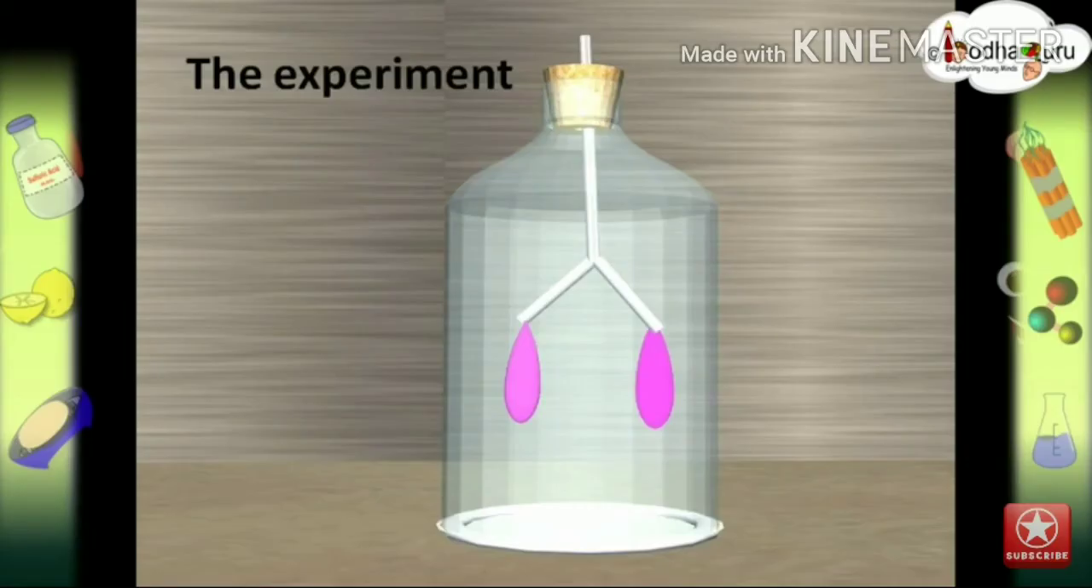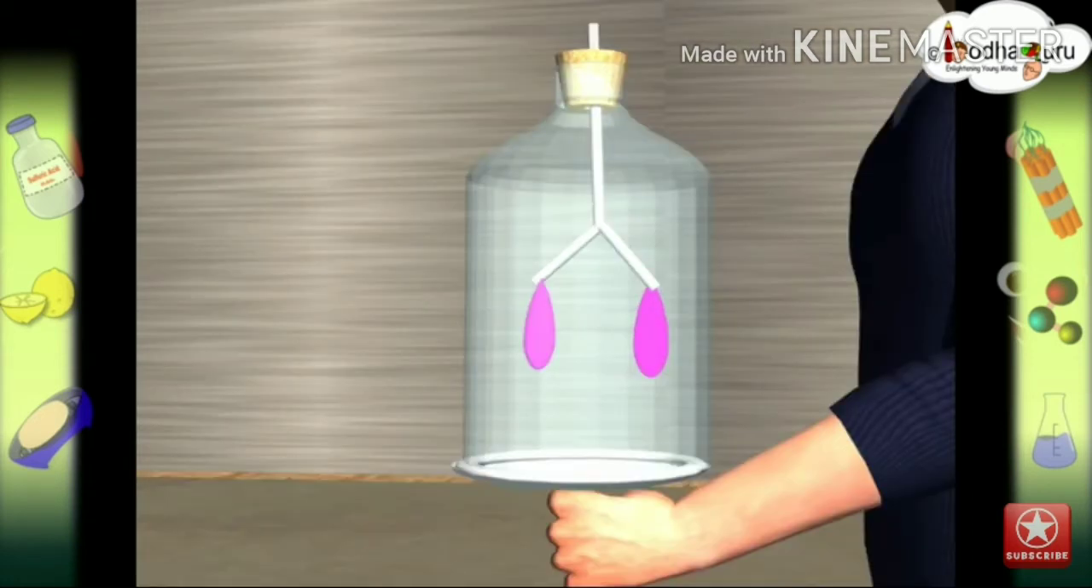Now we have to set up this experiment like this. Fix the Y-shaped glass tube with the balloons in the bell jar. Then tie the thin rubber sheet around the bottom of the bell jar with a string. This setup is comparable to the respiratory system in man. The bell jar is just like the chest cavity of the human being, the balloons are the lungs, and the rubber sheet represents the diaphragm. So let us start the activity.